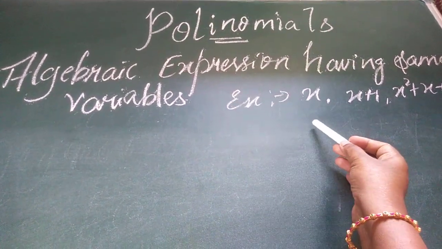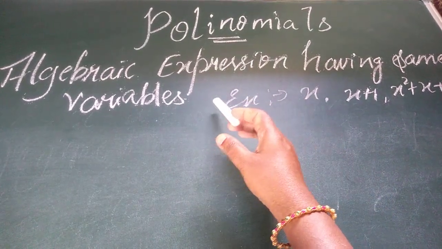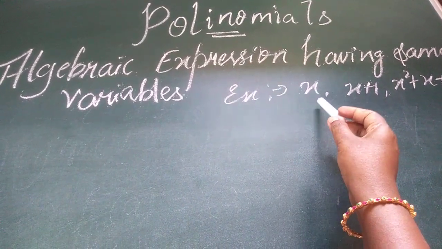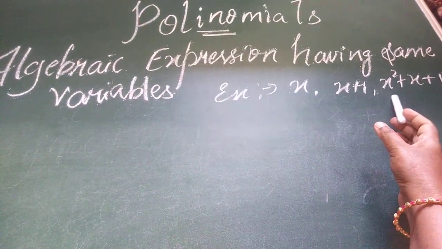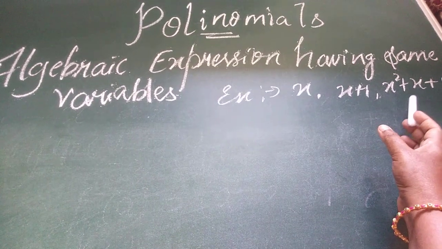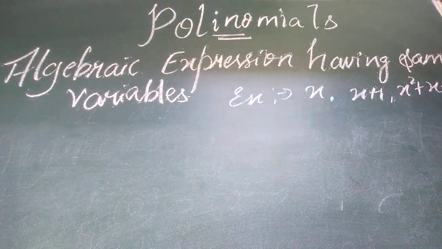The variables should not be different. If one is x and another is y, those are called algebraic expressions. But here you can observe: x, x plus 1, x square plus x plus 1. All the variables should have the same kind of alphabet. Then it is known as a polynomial.